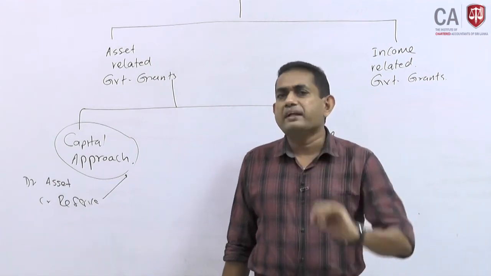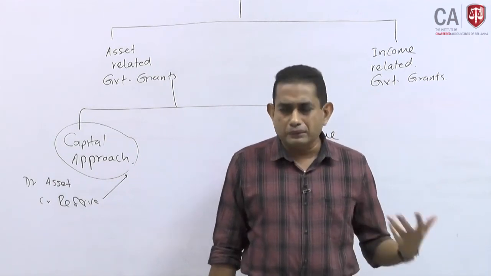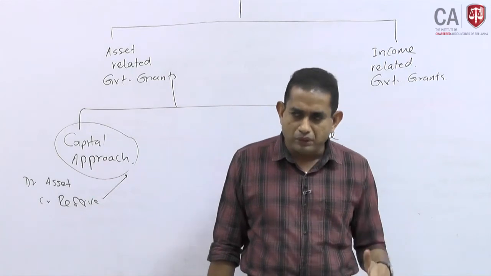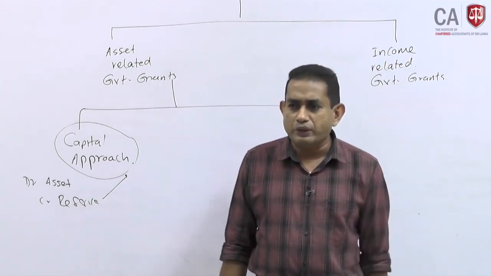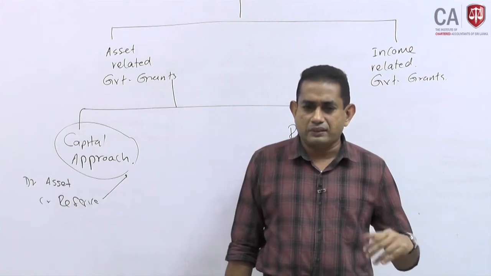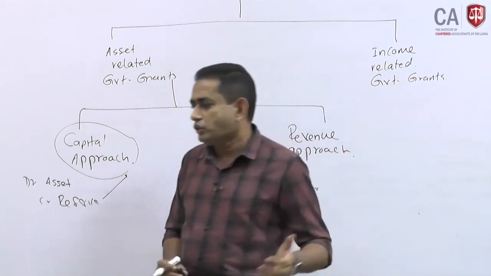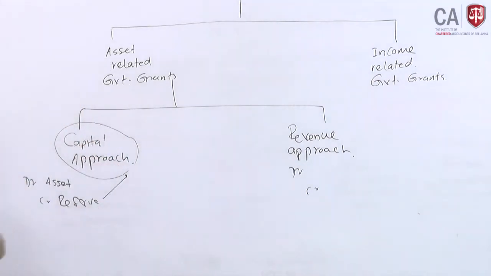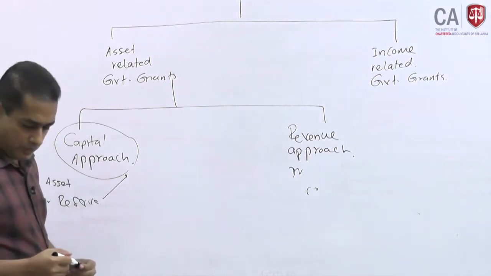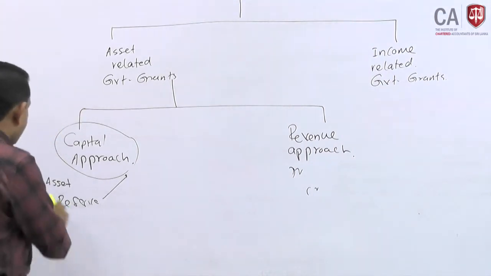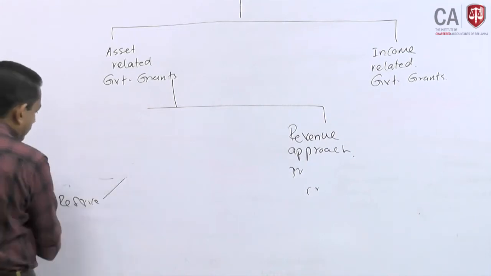And let me explain the reasons why the capital approach can be superior, preferable to the revenue approach and vice versa. A lot of reasons can be there, but let me just give you one or two reasons, and that is not that important from the examiner's viewpoint, but it is important for your understanding. Capital approach, you debit to asset account and credit to reserve account.